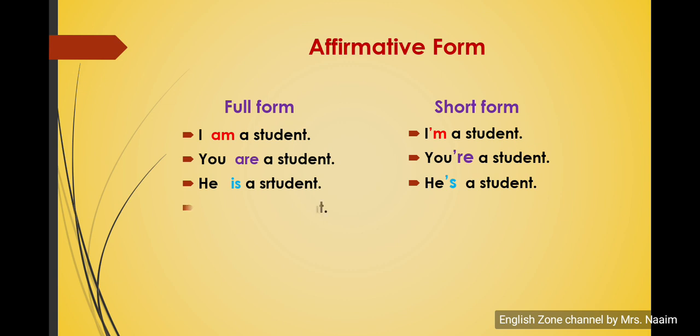Nice. Now we move to the next subject pronoun, which is she. Here. Okay. She is a student. She is a student. So the verb to be here is.